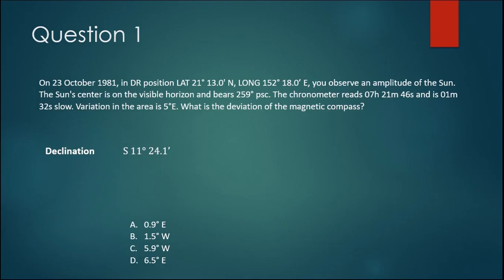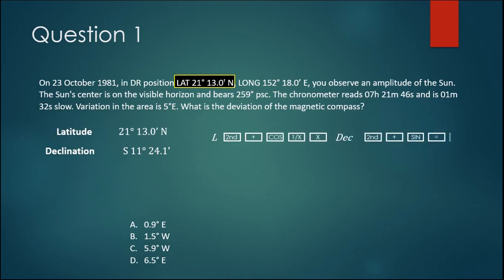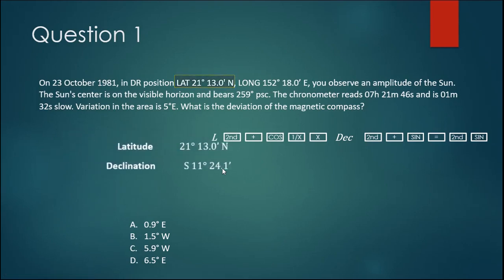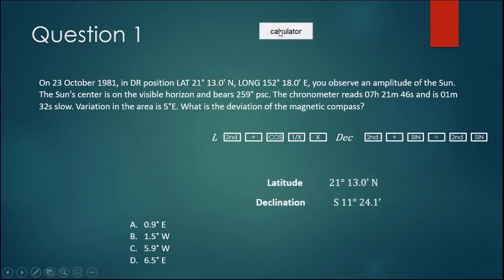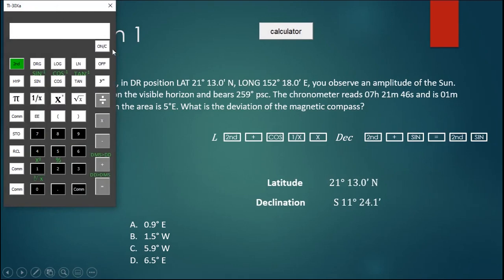Now the next thing that we need to look at is our latitude. Get our latitude from the problem, 21 degrees, 13.0 minutes north. And we've got another big scary math problem to plug into the calculator here. But it's pretty simple. We're going to do it the same way that we did the azimuth work downs. And these are the keystrokes here that we're going to use. And again, we're using the Texas Instrument 30XA calculator. This is just my little mock-up of it here.